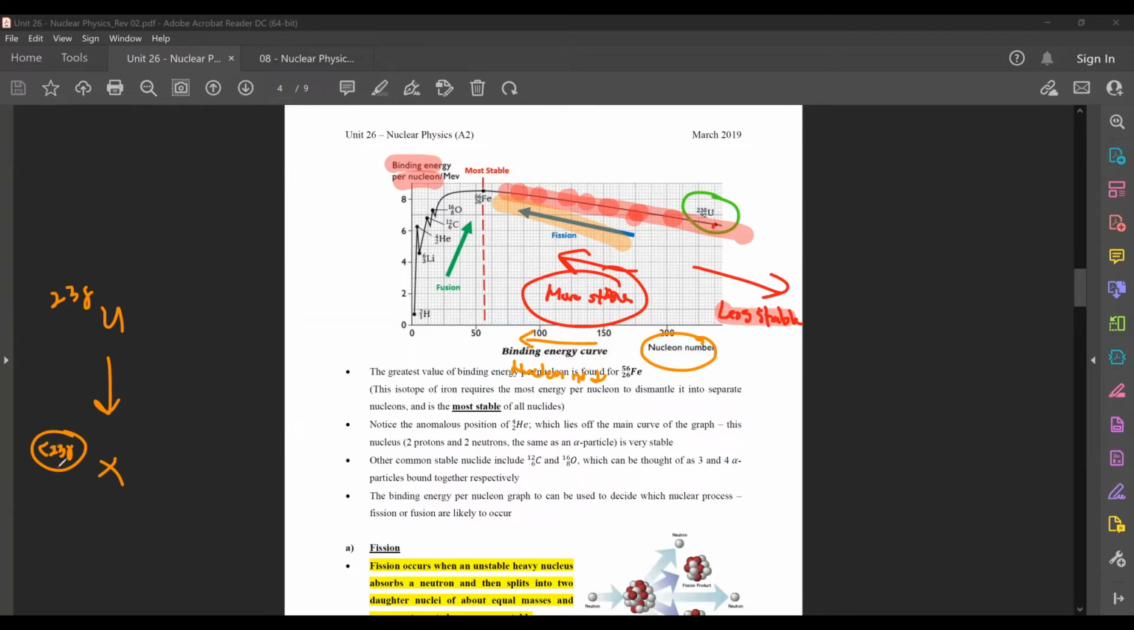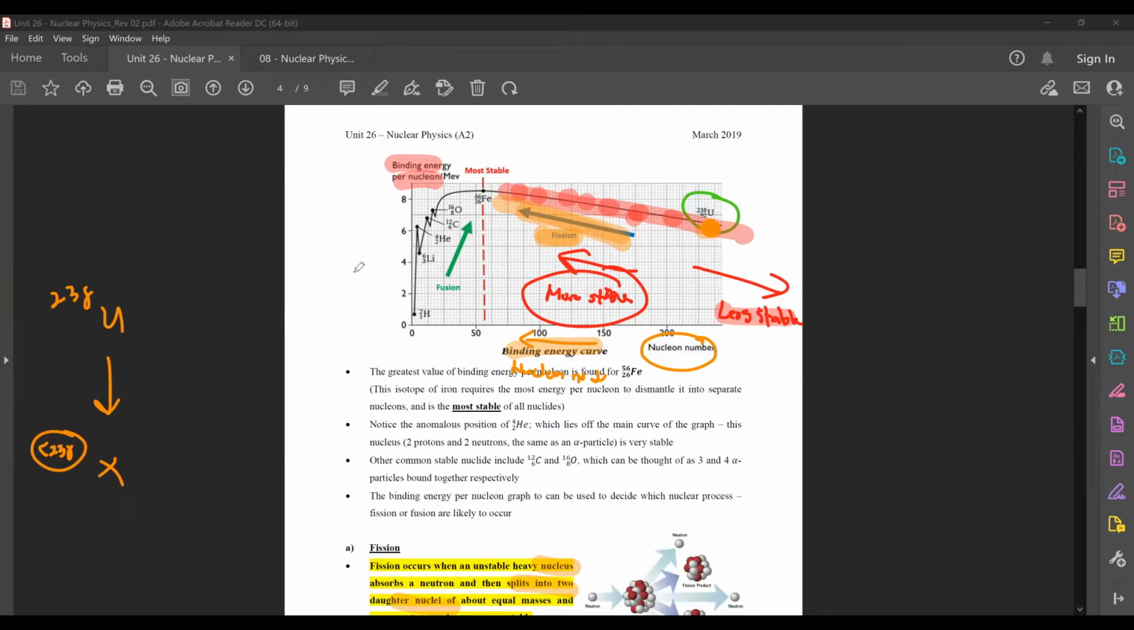So the only way your nucleon number can decrease is if you're undergoing fission. Because fission is where your nucleus splits apart into two other nuclei, right? So when you split apart into two other nuclei, your nucleon number would drop. So here, we know that given any element on the right of this graph, if it wants to become more stable, it has to go up the graph. So it's undergoing fission due to the fact that your nucleon number is decreasing.